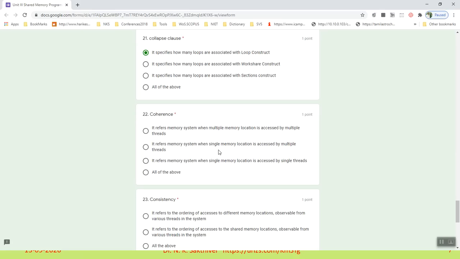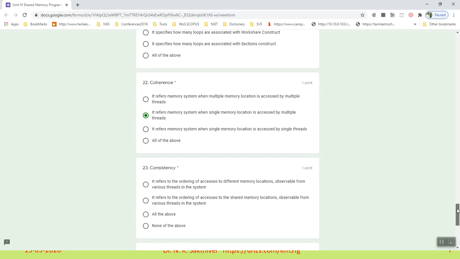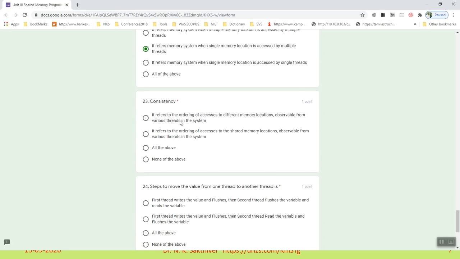Next one is coherence. Coherence, a very important one. Coherence means a single memory location accessed by multiple threads. The memory location is single and accessed by multiple threads, multiple tasks. That is called coherence. So the second is the answer.